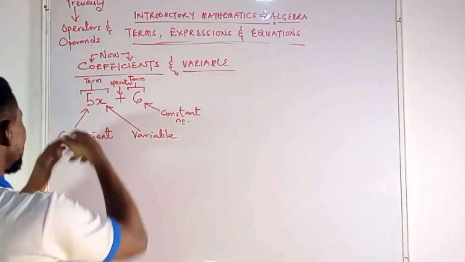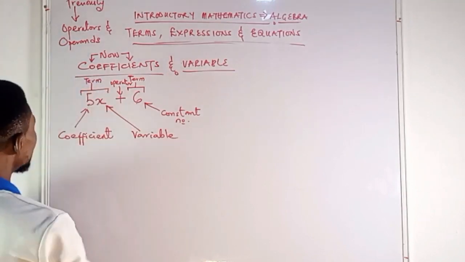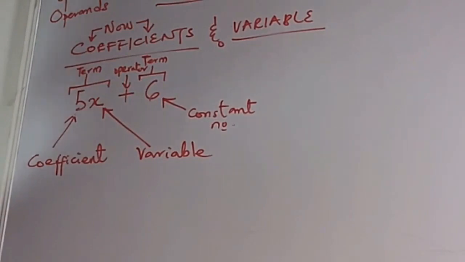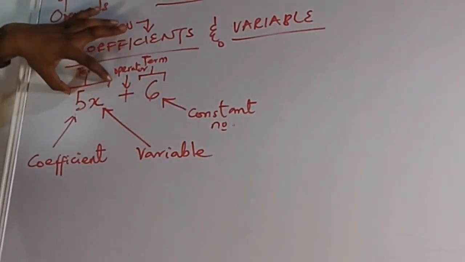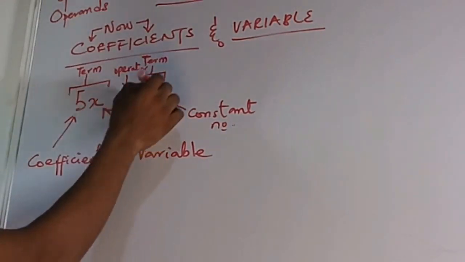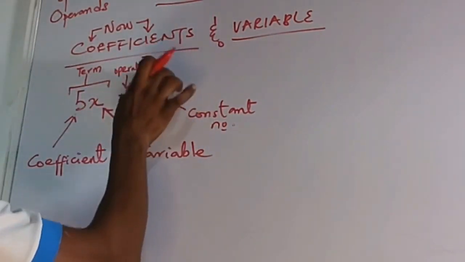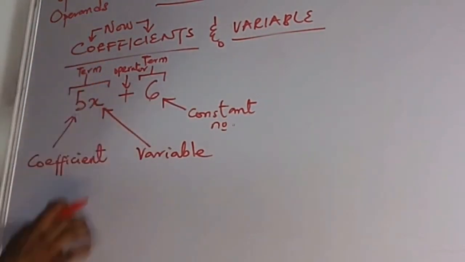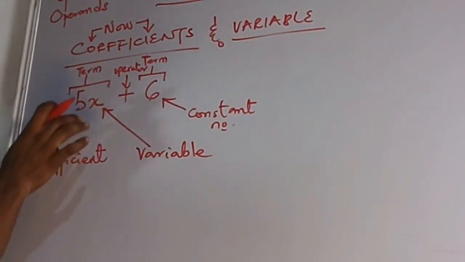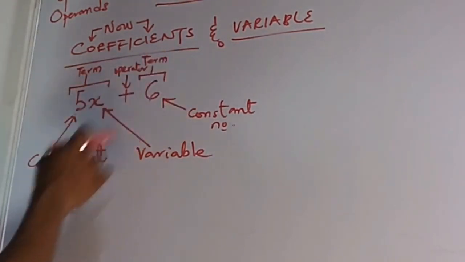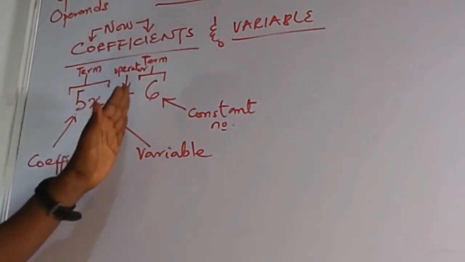Now let's come back to this place. This is a term, this is another term, and this is the operator between them. In this term here, we have 5x. In this term here, we have 6. You can call this 6 a constant term. This is a variable term because it contains a variable. This is a constant term because it contains a number that will not change.